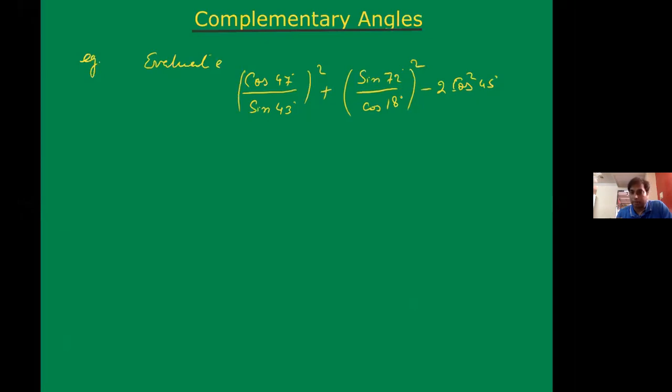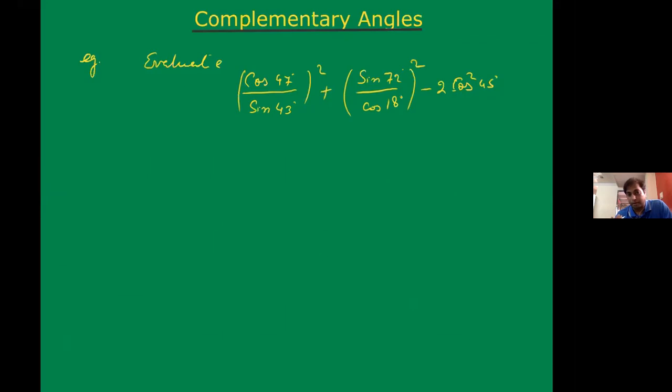Generally we remember only 0, 30, 45, 60 and 90 degrees. So some standard angles we remember with respect to sine, cos, tan, cot, sec and cosec. But here it's given cos 47 degree. We don't know sin 43 degree, sin 72 degree or cos 18 degree. So that means we need to understand this concept, the complementary angle.